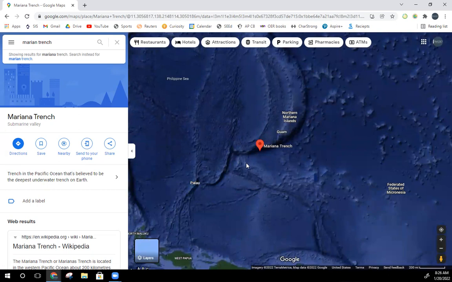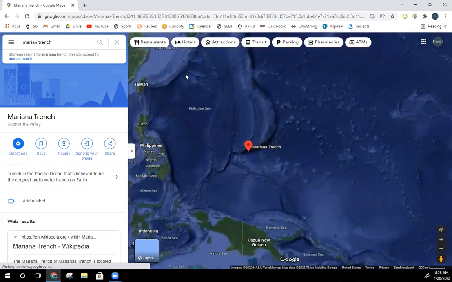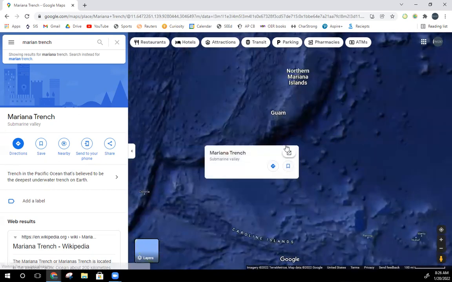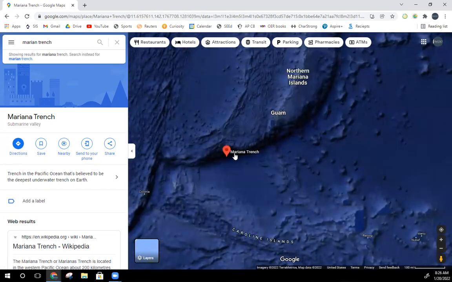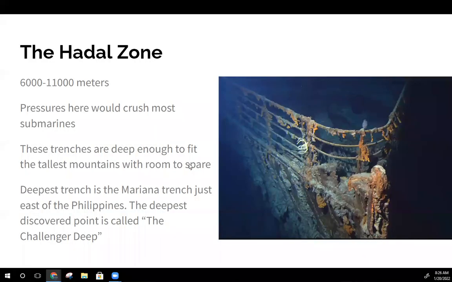There's this subduction zone where the Pacific Oceanic plate is being subducted underneath the Philippine plate, which is right here, going down in. Pretty cool. All right, now the Hadal Zone is one of those things again that is named after the Greek underworld. So after Hades.